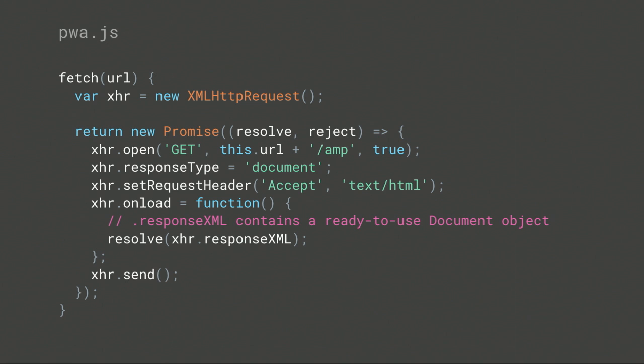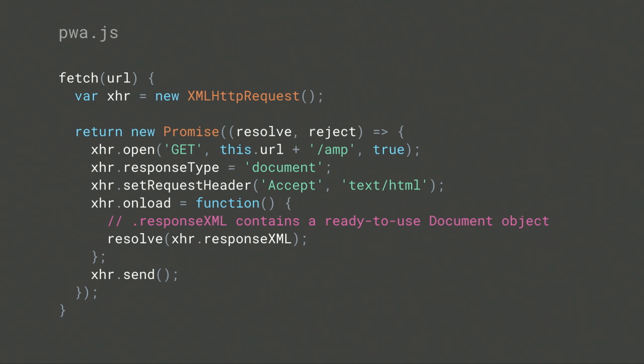And now, again, straightforward. You know the link from the previous navigation. You know the link to the full article. You fetch it via XML HTTP request. And then you return something that we call response XML. Now, response XML contains a ready-to-use document object, a not that well-known feature of XML HTTP request. And I'm not using fetch here because fetch doesn't support this yet. This is why I'm using old-school XML HTTP request.